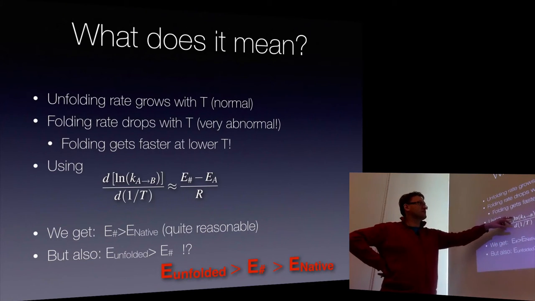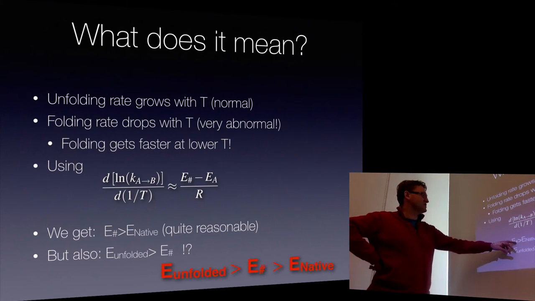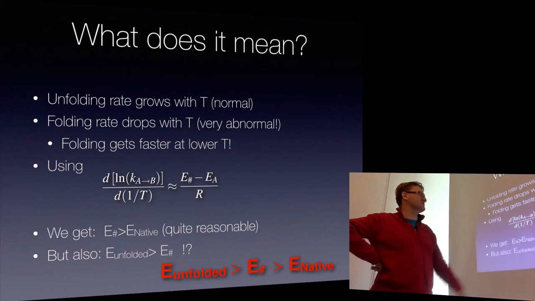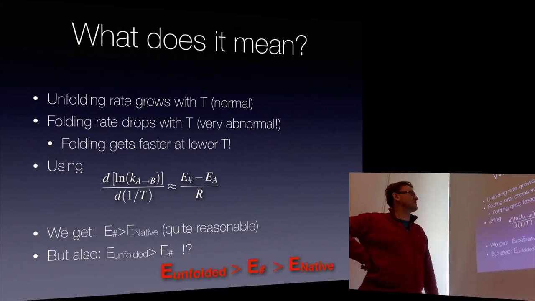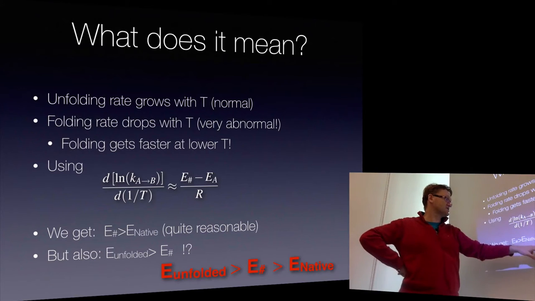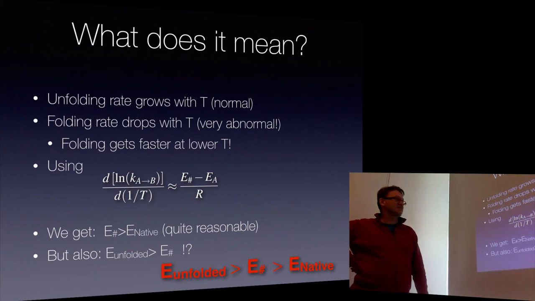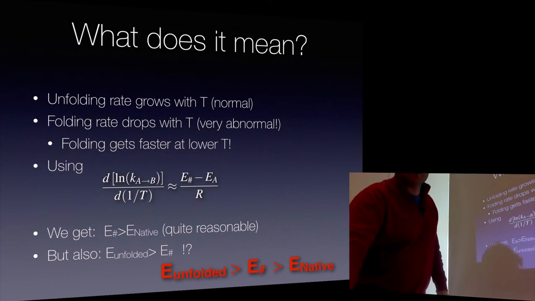So if we start looking at this, on the one hand, we know that the energy of the transition state must be higher than the energy of the native state. That has to do with the unfolding. But the fact that the folding rate drops with T goes in the other direction. That actually means that the energy of the transition state, on the other hand, is lower than the unfolded state. So this is a bit strange.